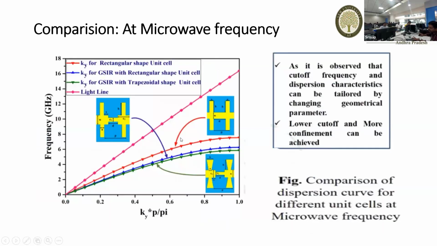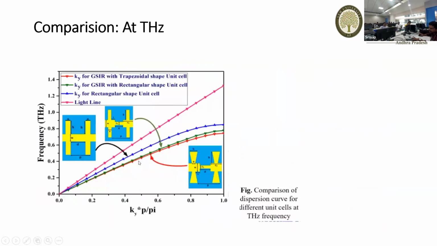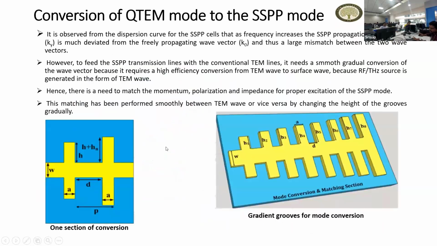This is the dispersion graph for different types of unit cells. You will get different types of frequency ranges, lower frequency ranges. And this I have also discussed. This is nothing but the mutual coupling, mode conversion and matching section.